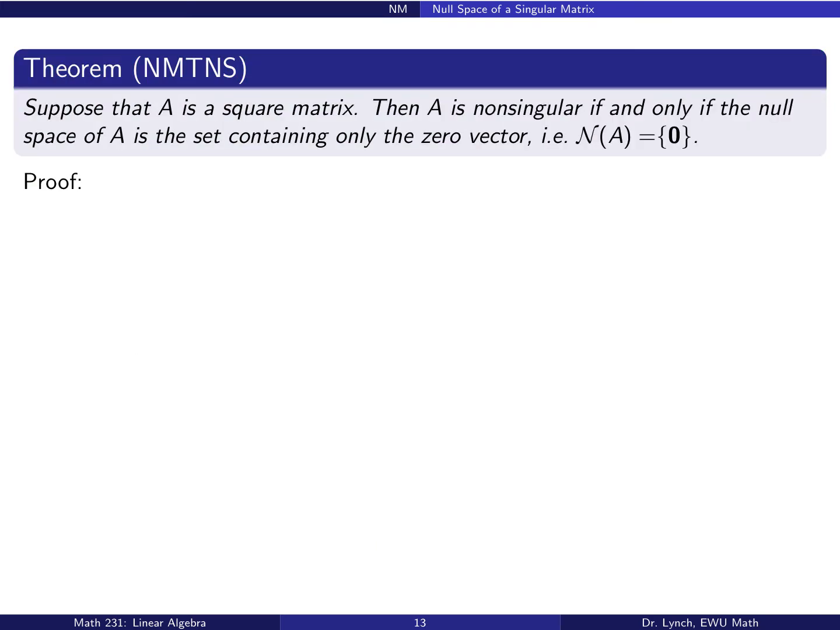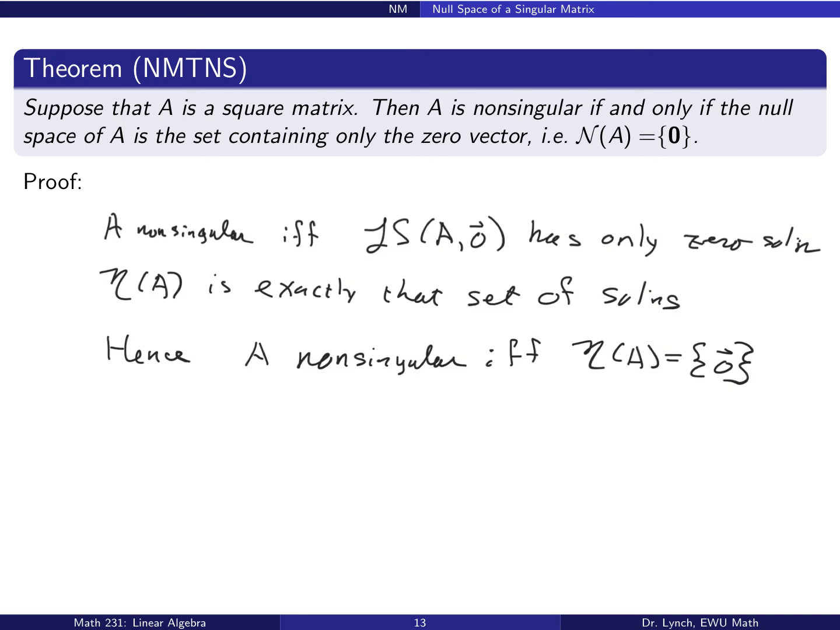So here's the theorem. A square matrix A is non-singular if and only if the null space of A is trivial. That is, the null space of A contains only the 0 vector. By definition, a matrix A is non-singular if and only if the homogeneous linear system has only the 0 solution. Now, of course, the null space of a matrix A is exactly the set of solutions to that homogeneous linear system. Therefore, we see that A is non-singular if and only if the null space of A is trivial.